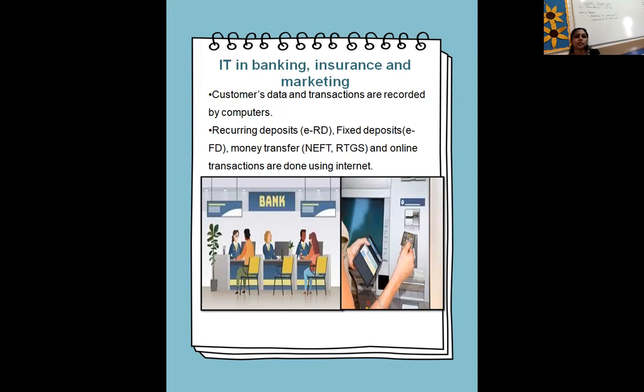So customers' data and transactions are recorded by computers. Recurring deposits, ERD, that is electronic RD. Fixed deposits, EFD, electronic fixed deposits. Money transfer can be through NEFT, RTGS, and online transactions are done using the internet.